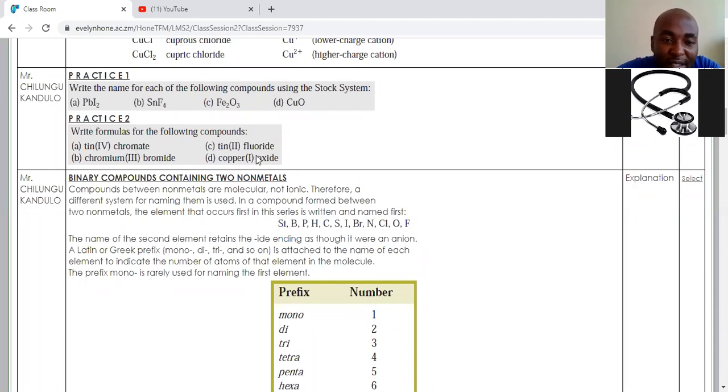Copper 1 oxide, here copper 1 you put Cu+, Cu+, then O you put 2-. You exchange the charges, it will be Cu2O for copper 1. Tin fluoride is Sn, tin 2 fluoride is SnF2. You only know these and perfect them by practicing.